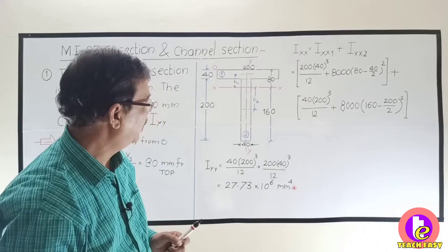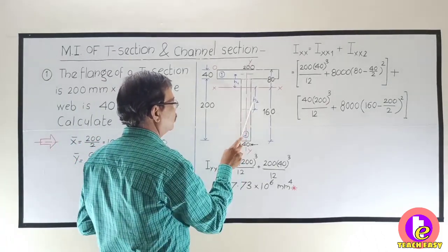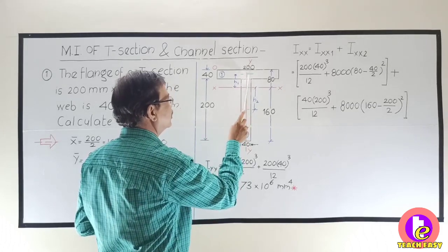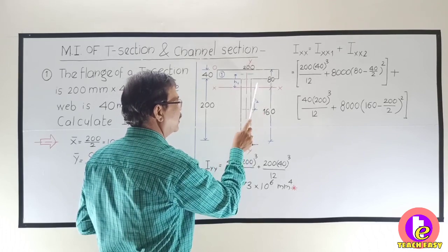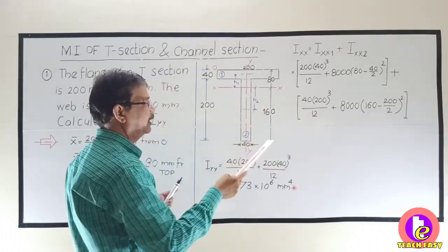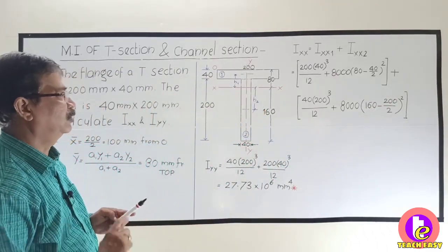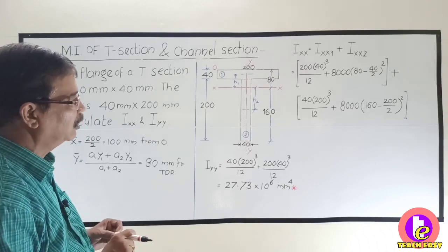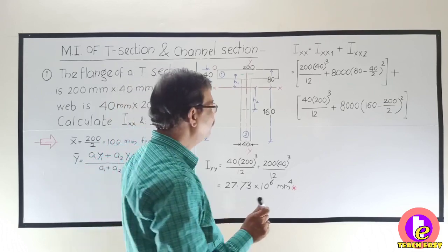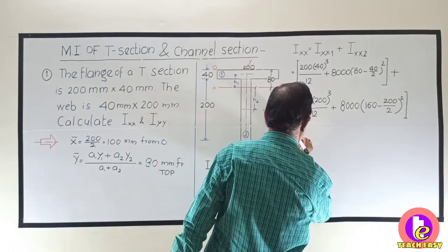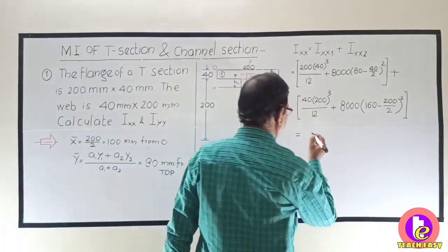One may calculate this h2 like this. Look here. What is this distance? 200 by 2 means 100. What is this distance? 40. So what is this total distance? 140 minus 80 will be h2. 140 minus 80 is 60 and 160 minus 100 is also 60. So they are same. So Ixx is equal to Ixx1 plus Ixx2. You will find that the value of Ixx will come out to be 85.34.